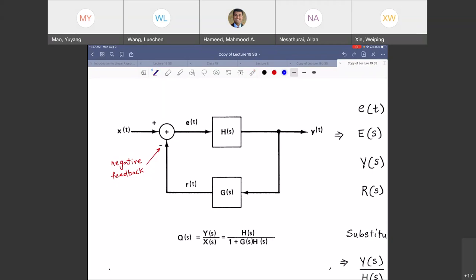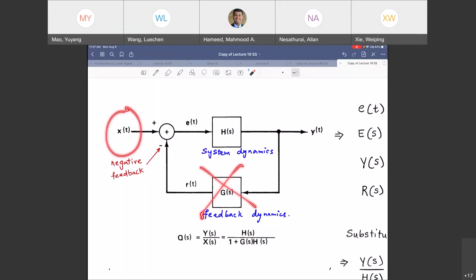Over here, H of S is system dynamics, and G of S is feedback dynamics. So H of S was already there. I attached feedback to do what? To move my poles into the left half of the plane, right? I'm trying to pick G of S in such a way that for the entire system, the poles are in the left half.